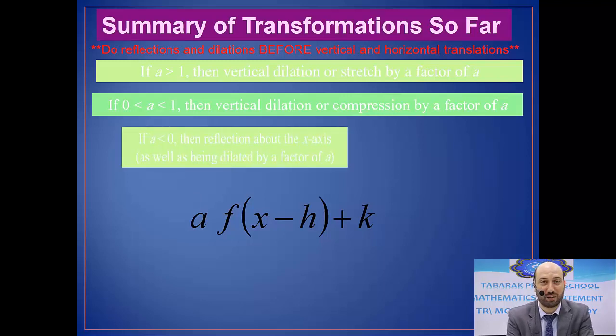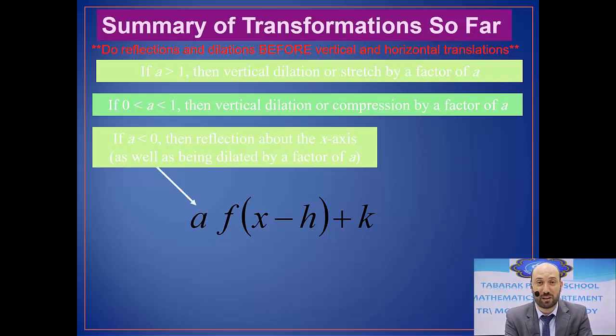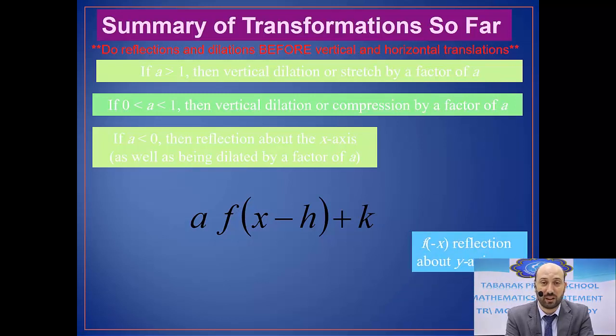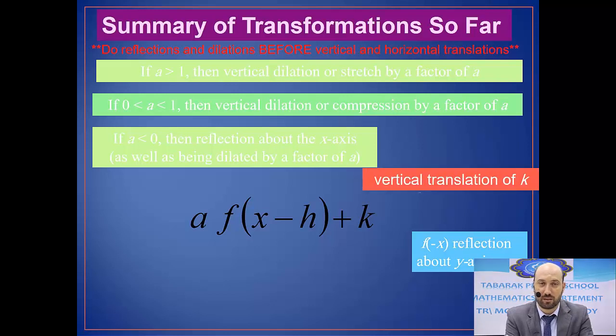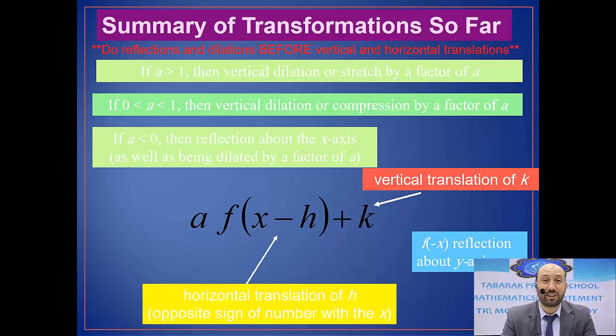Now, if a is smaller than 0, then it is a reflection about the x-axis as well as a dilation by a factor of a. And if we have f of minus x, it is a reflection about the y-axis, and if we have k, we will have a vertical translation of k. And for h, a horizontal translation of h, with the opposite sign of the number with the x.